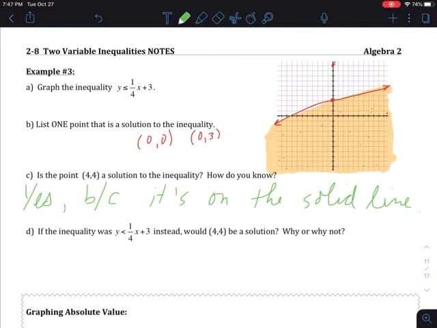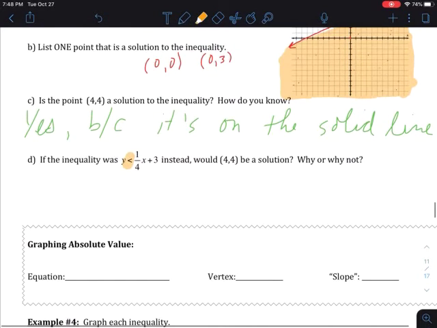Okay, letter D. If the inequality was this guy instead, would 4, 4 be a solution? Well, if you notice, what's the difference between this versus the original? The only difference is the inequality symbol. So this guy would be a dashed line. So we're going to say the line would be dashed.